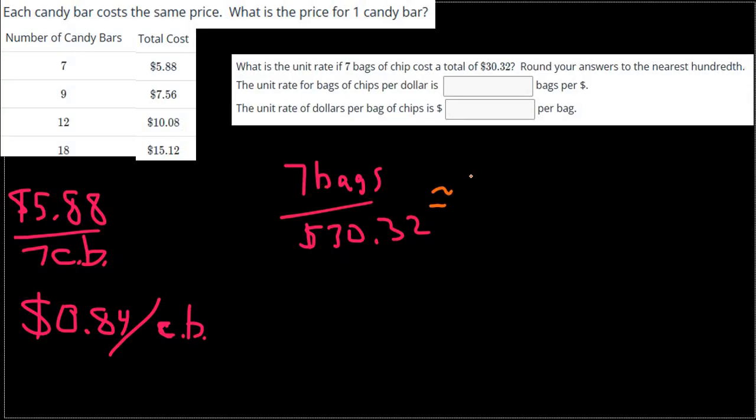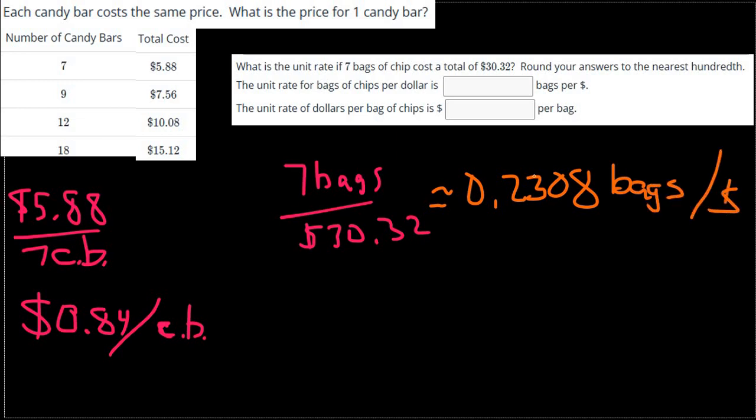So that's going to give us 0.2308 bags per dollar, which we're not really used to seeing like that. And rounding that to the nearest hundredth is the second decimal, the second spot after the decimal. So that'd be 0.23.